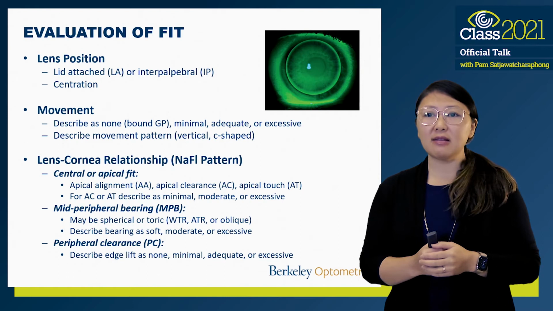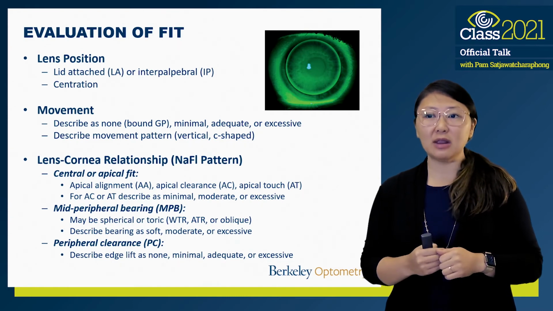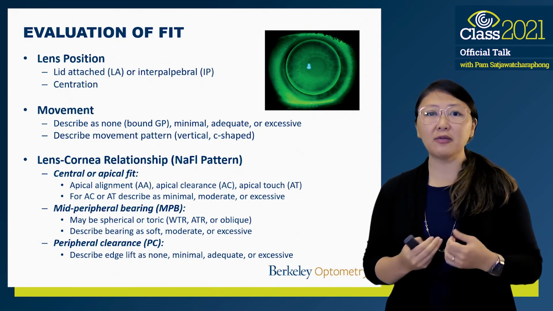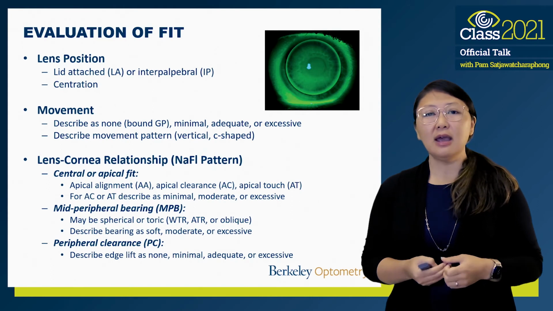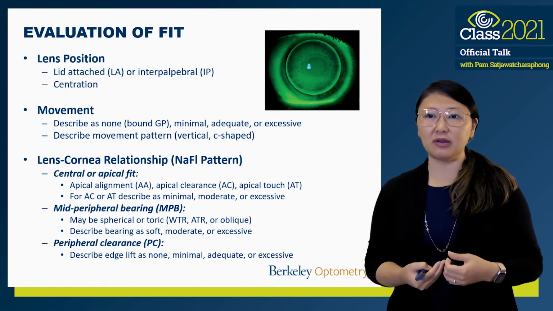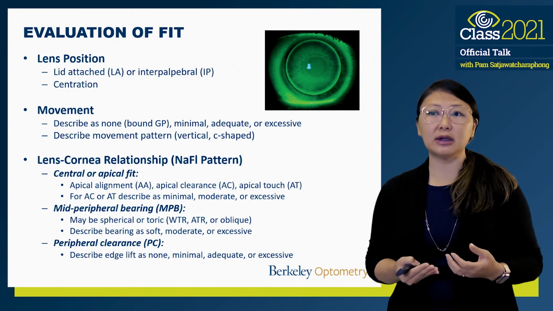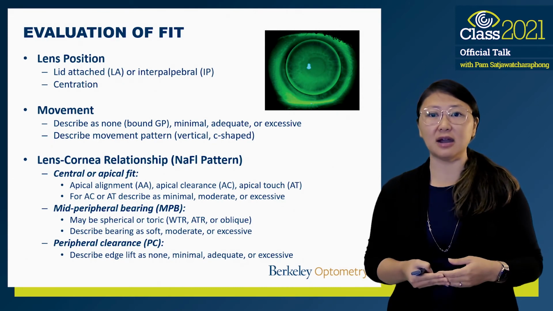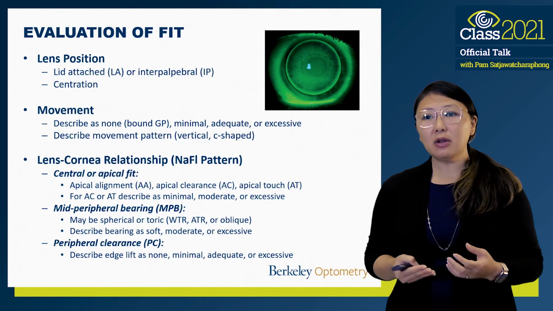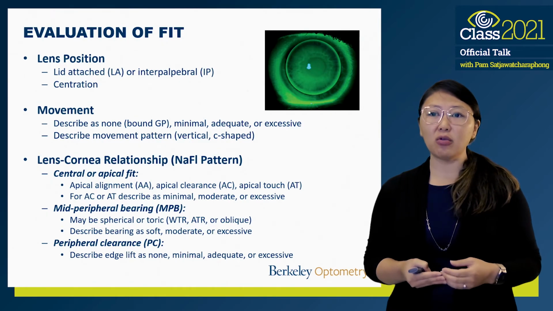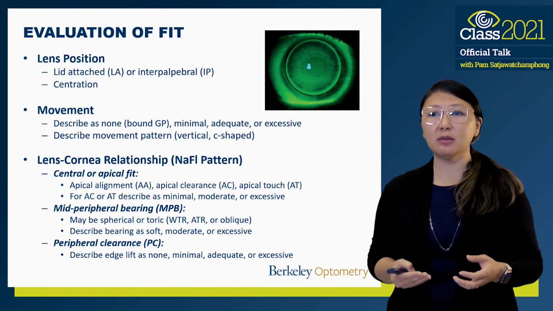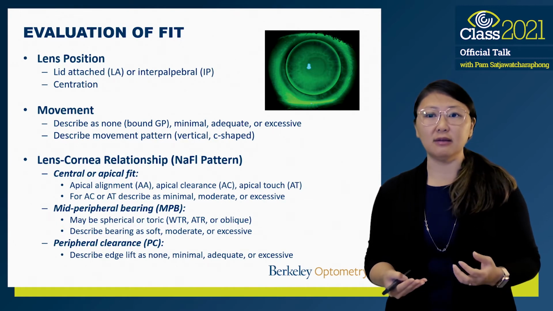Apical clearance means that you have some space between that GP and the cornea, allowing for pooling of that fluorescein. And apical touch is absence of that fluorescein, where the lens is actually landing on the cornea. And that may look darker in color because there's an absence of that dye there. For apical clearance and apical touch, you may also want to relatively quantify them as minimal, moderate, or excessive.